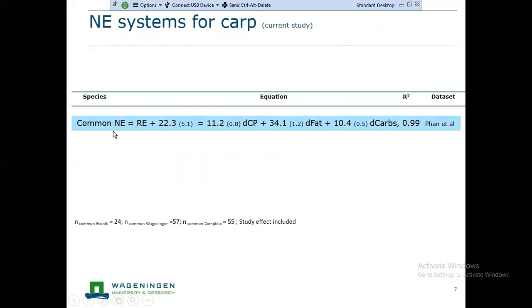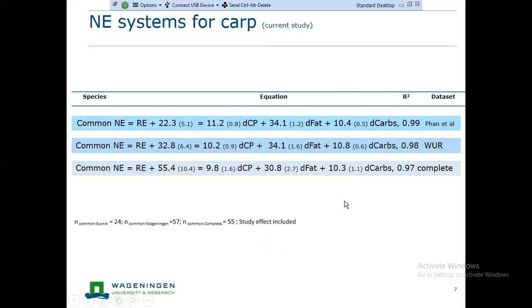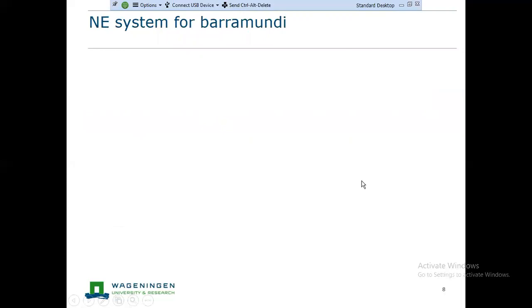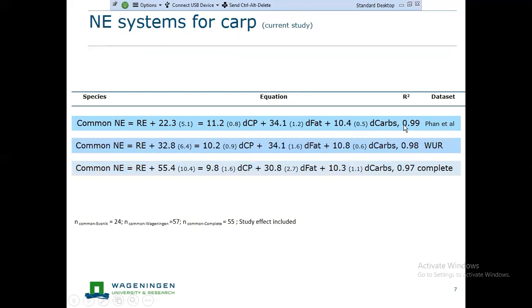So for common carp, we have this equation, with different data sets. This is based on experiment. This is based on in-house data of the Aquaculture and Fishery Group. This is based on literature. Because the R square value of this data set is the highest one, we picked this one for publication.